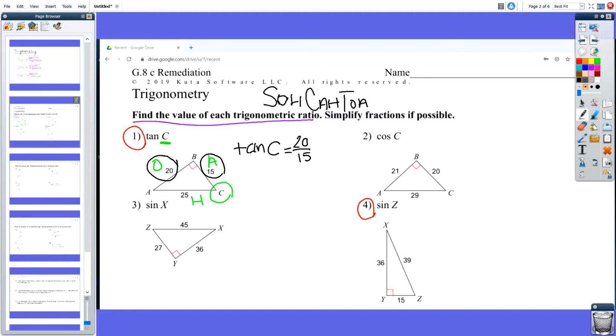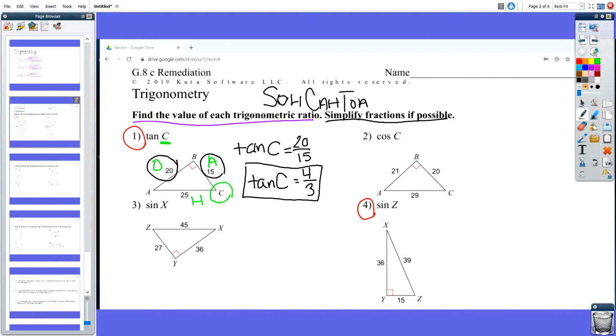Always double check because we're not quite done yet. We want to simplify if possible. So 20 over 15 can be simplified. Those are both divisible by 5. So I'm going to rewrite this as tangent of C is equal to 4 over 3. And that's my final answer.